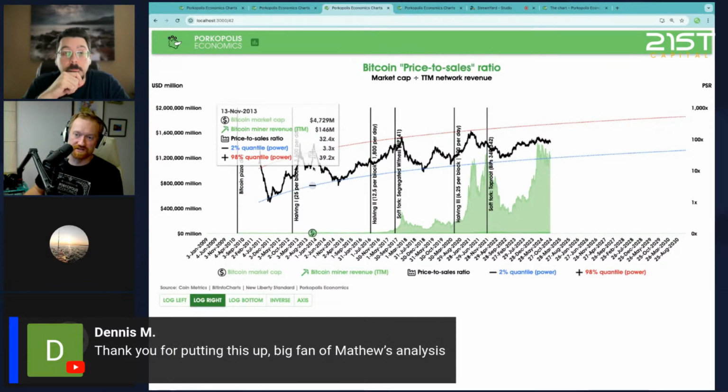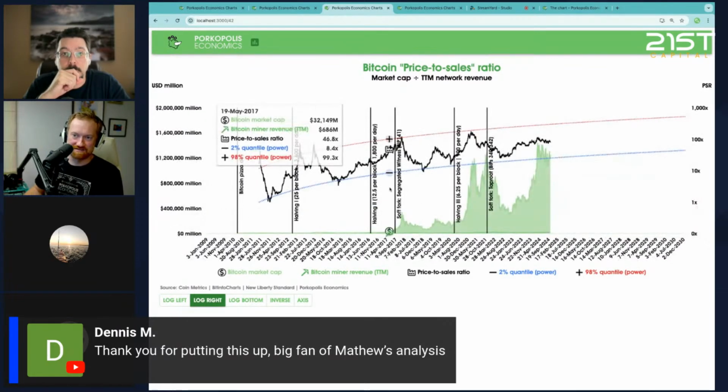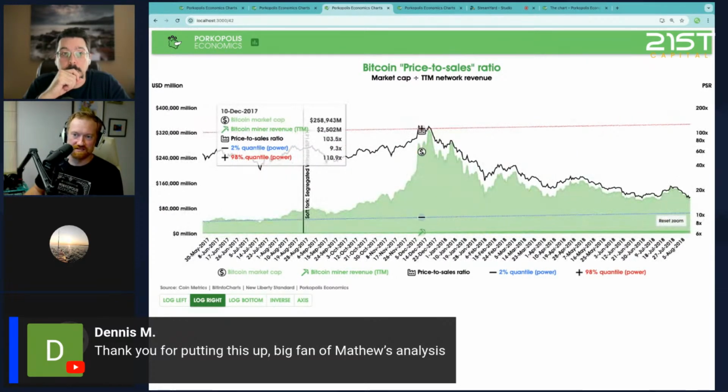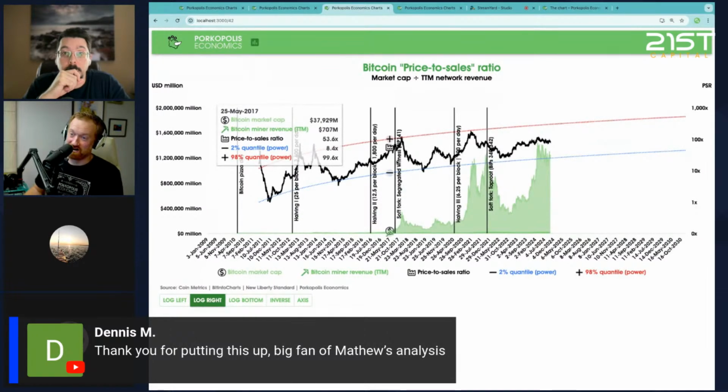So just to summarize, in the 2013 tops, you were about 60x price to sales. In 2017, you were at 100x, and in 2022, you were at 160x. So it moves higher. The actual market cap moves way higher than that rolling revenue each cycle up.